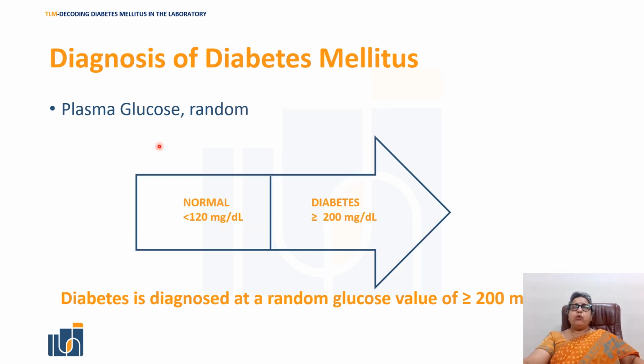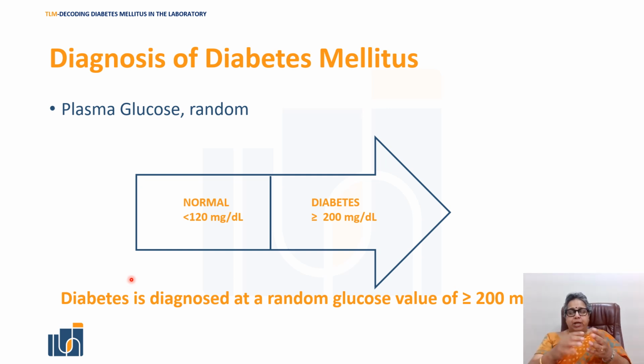Now, supposing you can only measure the random plasma glucose for whatever reason, the normal is less than 120 milligrams per deciliter, and if it is greater than 200 milligrams per deciliter, you can diagnose diabetes.